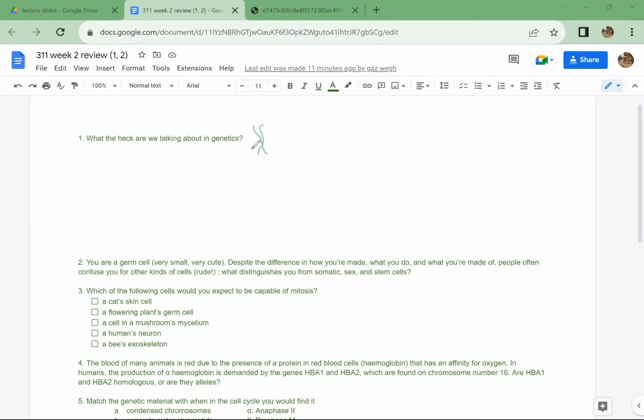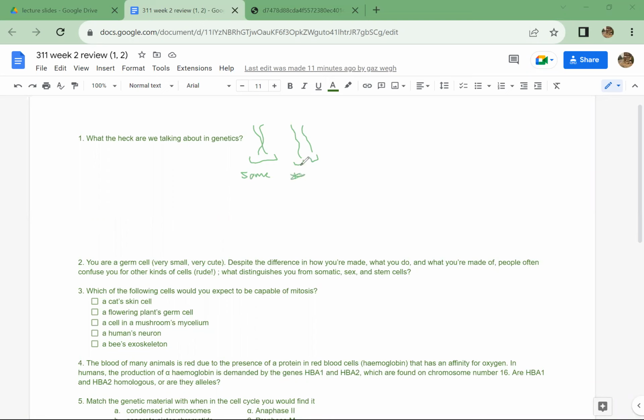We often see it depicted like this. So this is what we call a chromosome. And a chromosome is usually made up of, in this stage, when we see it like this funky little X, two individual chromatids. So this is a chromosome, and these are chromatids.